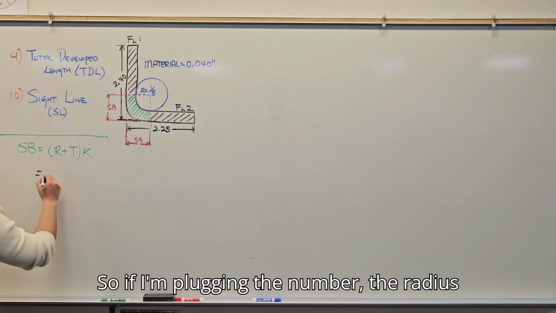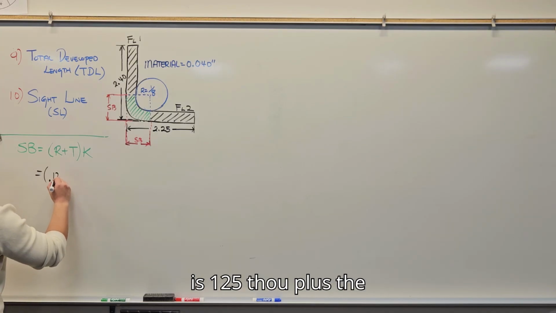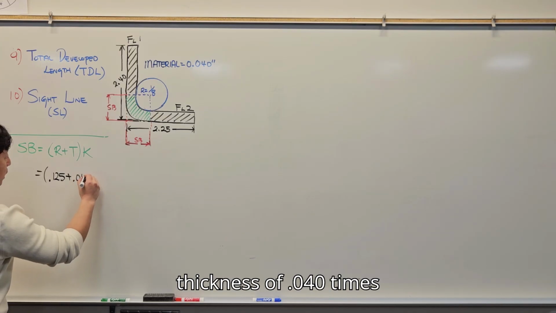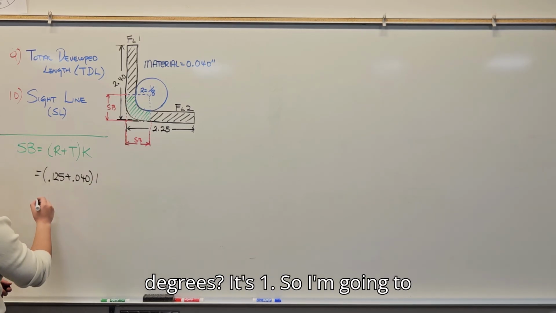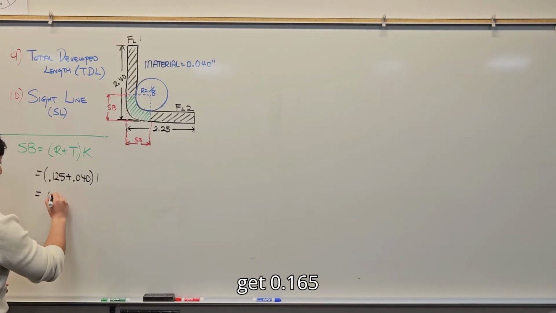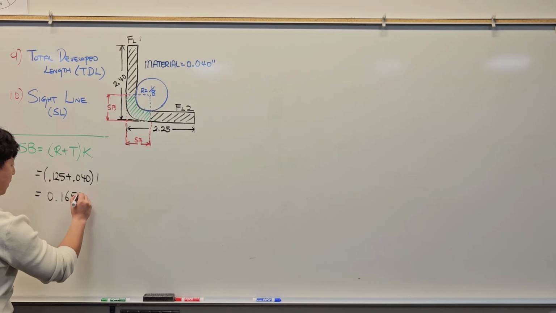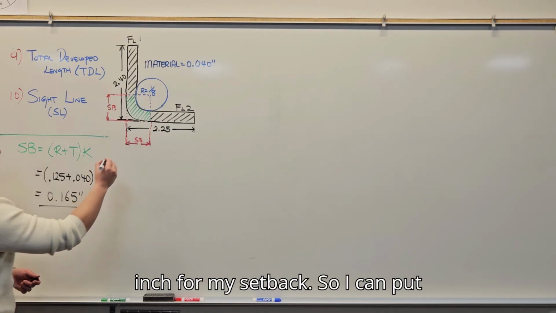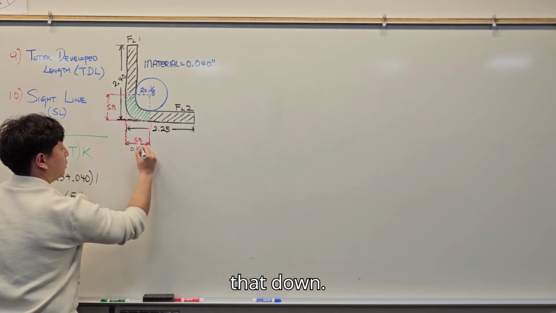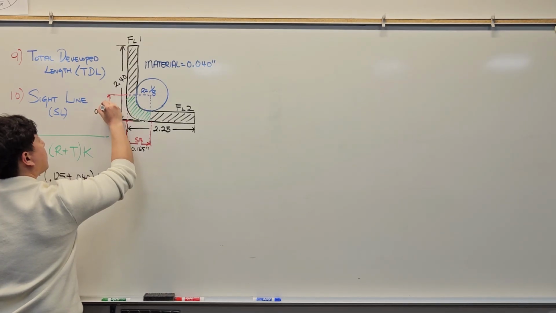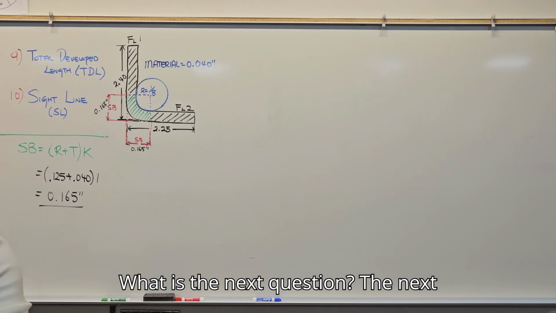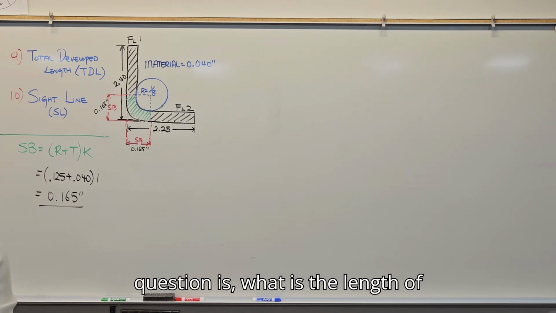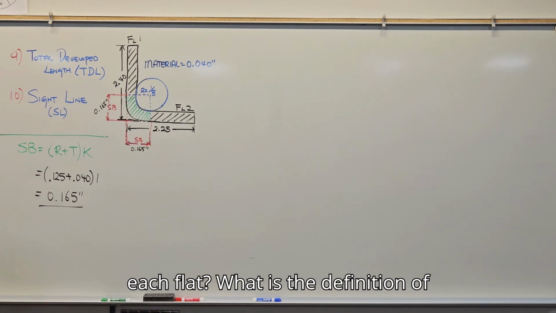So if I plug in the number, the radius is 125 thou plus the thickness of 40, and times that. What is the K value for 90 degree? It is 1. So I'm going to get 0.165 inch for my setback. So I can put that down. That is your setback. Right. What is the next question? The next question is, what is the length of each flat?